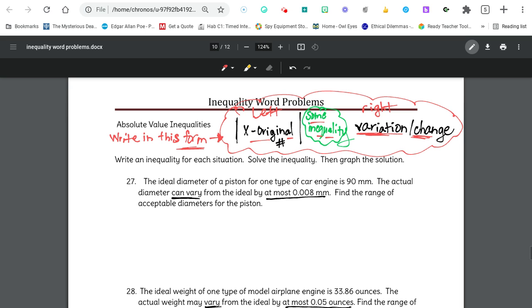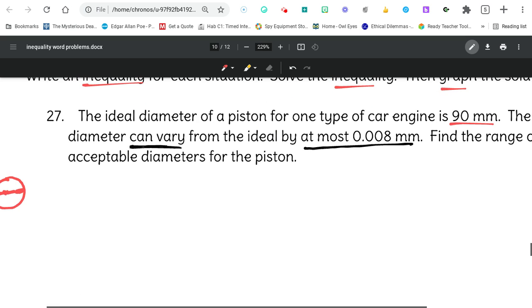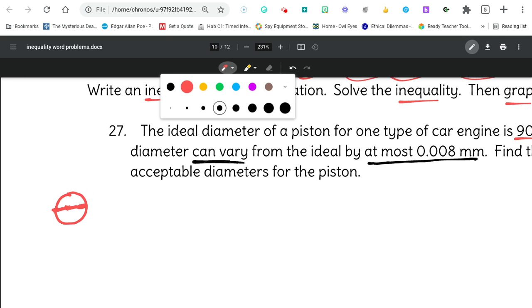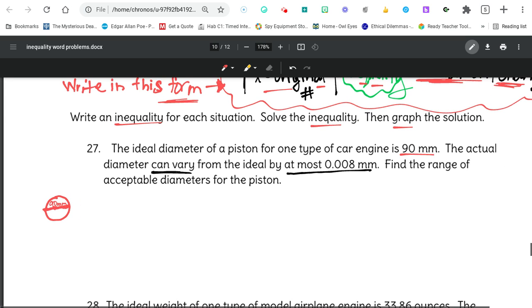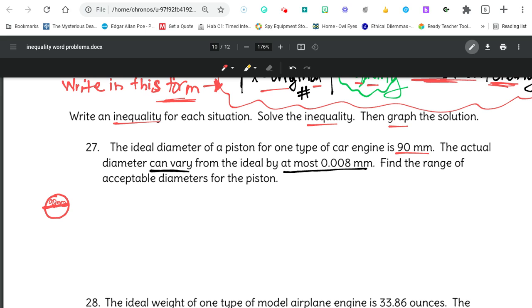All right, so let's take a look. It says write an inequality. You're going to solve it, and then we're going to graph. The ideal diameter of a piston for one type of car engine is 90 millimeters. So we're talking about something that is circular. Diameter goes from one side of the piston to the other through the center. So basically it's saying that this length or diameter here is 90 millimeters. That's the widest part of your piston in your car engine.